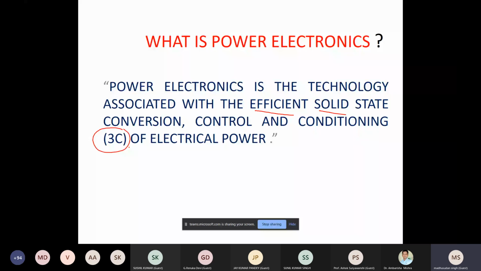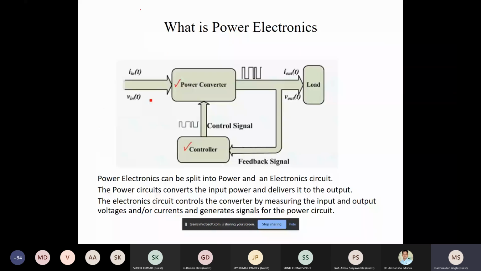Now, as I said, PE is basically an interface between a source and a load. It has mostly two words, as you have seen: power and electronics. When we say power, power means power converters, which do the job of converting one form of power available at the source to another form of power which is demanded by the load. And to achieve this task, we have electronics.